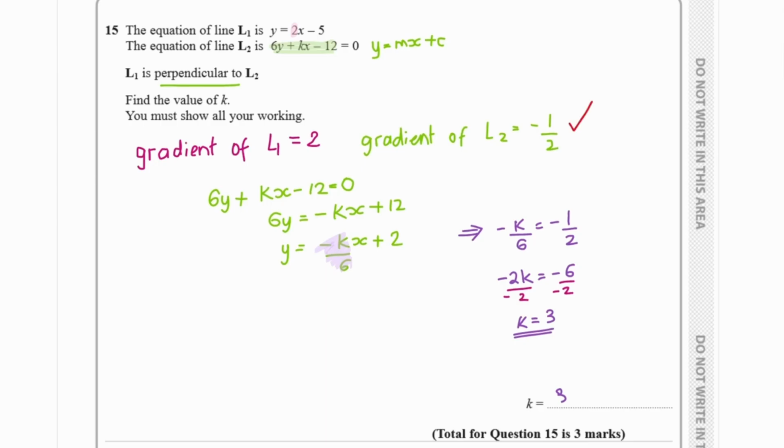So this was a 3-mark question, and we would get the first mark for identifying that the gradient of L2 is the negative reciprocal of L1. We would then get another mark for correctly making y the subject in the equation of L2, and the third mark for getting the correct answer of k is equal to 3.